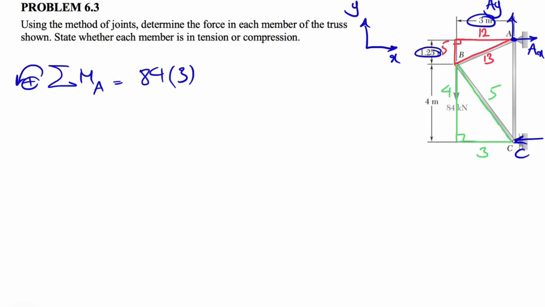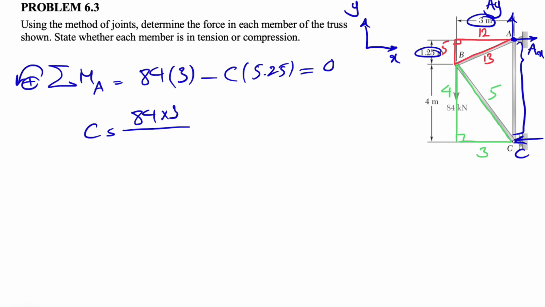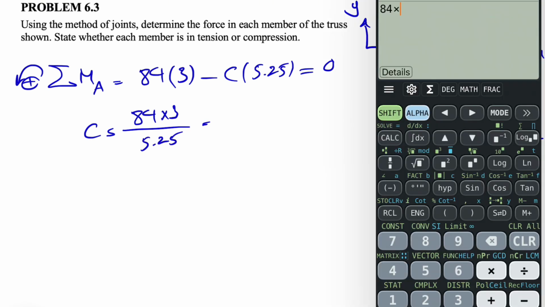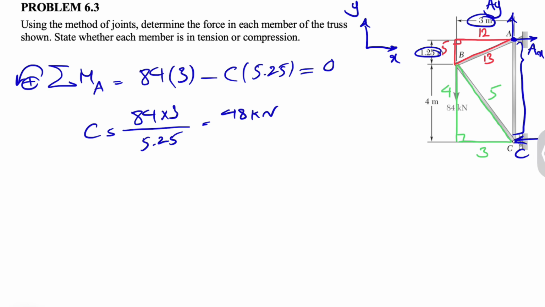And we also have the moment of C, which is a clockwise moment, as we can see. So negative C times the distance, which would be what we have from here to here, which will be 4 plus 1.25 again, not 5, 1.25, so it will be 5.25, is equal to 0 since we are in equilibrium. So C would be 84 times 3 divided by 5.25, that's going to give us 48 kilonewton. We didn't get any negative sign. That shows that the direction for C was correct.